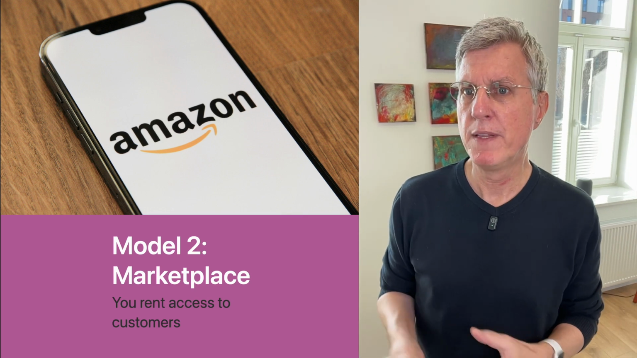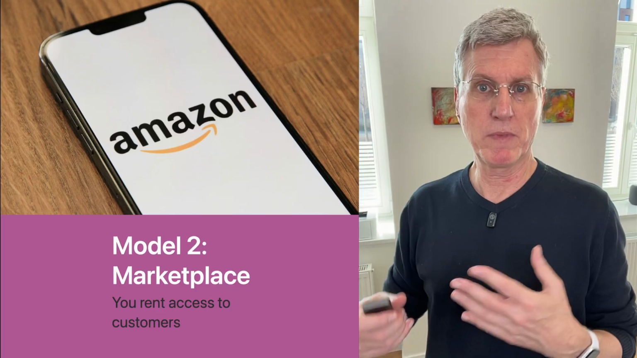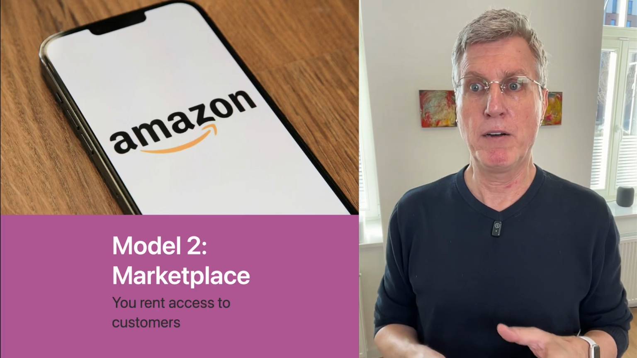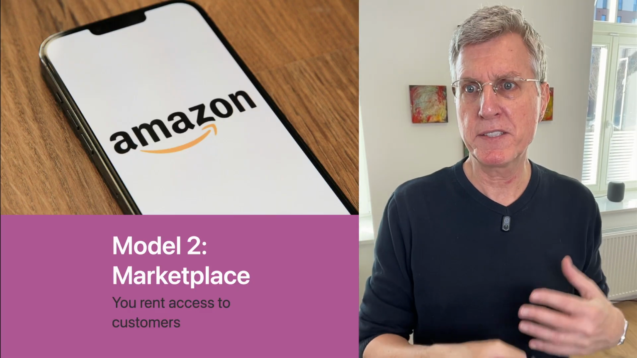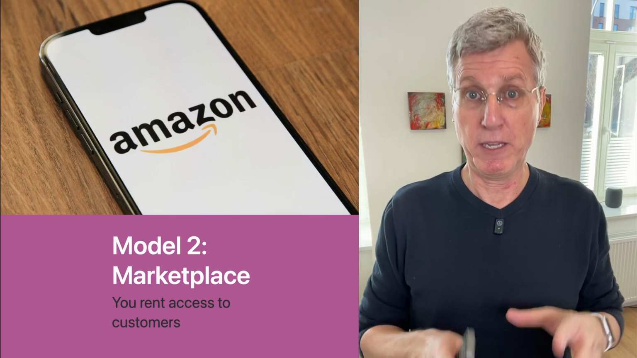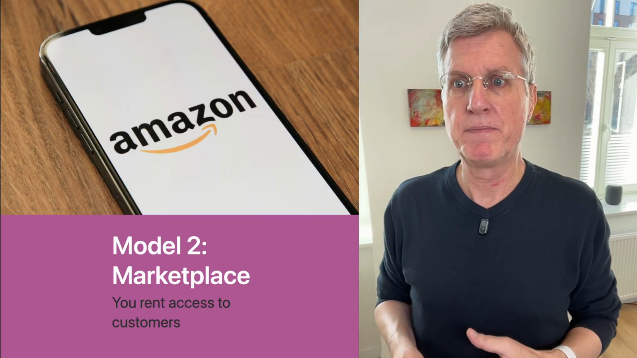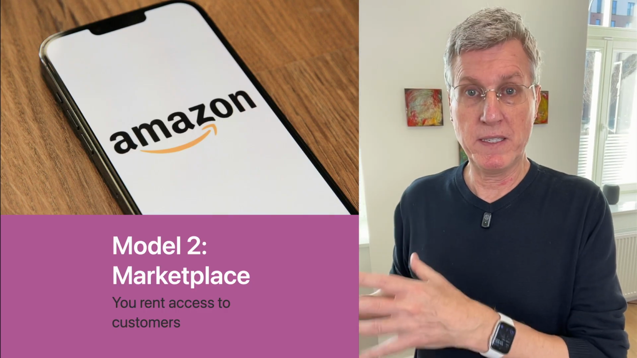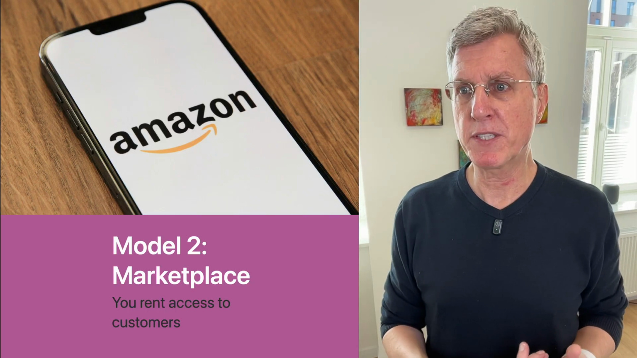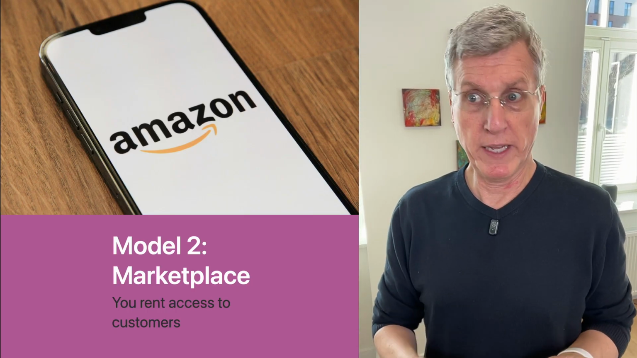Model 2, that is a marketplace model. That's where you list your products or services on an established platform. Now, the platform already has traffic and infrastructure, but here's the thing, you don't own the customer relationship. The platform does, but you do get instant access to their audience. Some examples would be Amazon, Airbnb. In Poland, we have Allegro and Empik.